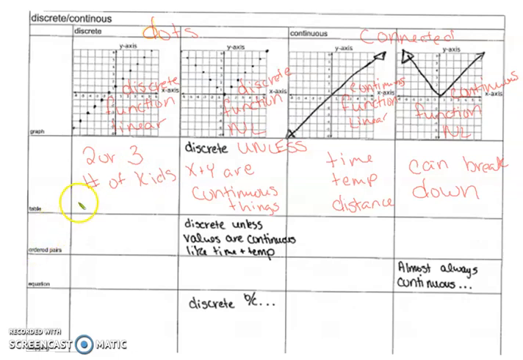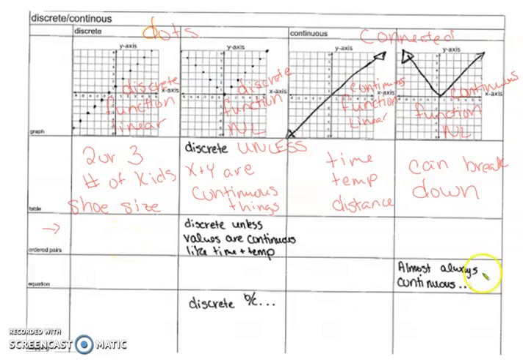Okay. What about shoe size? Can you have a half a shoe size? Can you have a 0.625 shoe size? No, because it is not something you can break down more than that. Same thing with these, and these same things go for all of these. Ordered pairs. If I give you that these are shoe sizes and number of kids, that's going to be discrete.